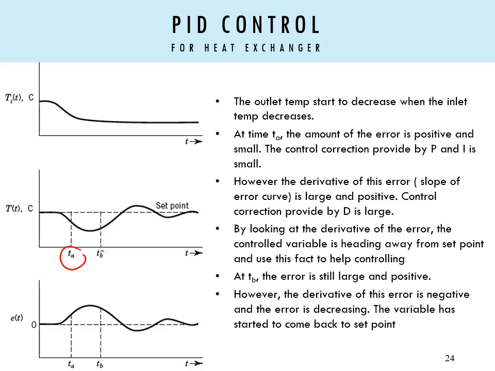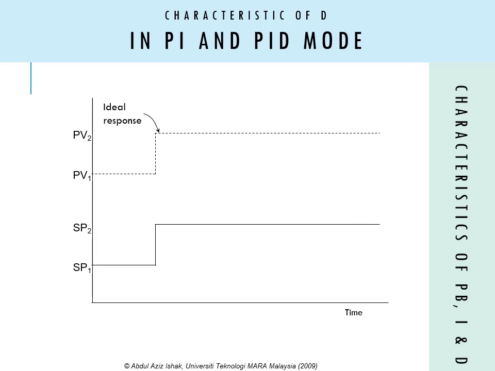At TB, the error is still large and positive. However, the derivative of this error is negative and the error is decreasing. So the variable has started to come back to the set point toward the end of the process response curve. The D term, or derivative term, in the PID controller helps to accelerate the process and also reduces the overshoot resulting from the integral term, or I term.